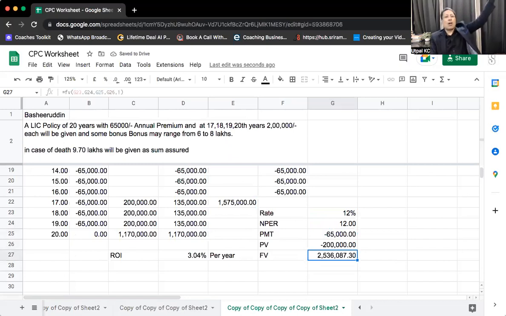Okay. Now, Basiruddin sir, this much you will be making, okay? If it is 12%, you can do it. Here you are getting 15,75,000. Here you will be getting 25 lakhs. This is how it works. And that's why they get so much salary, those who formulate this.